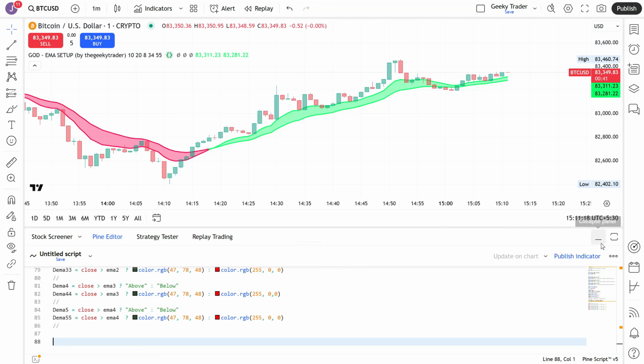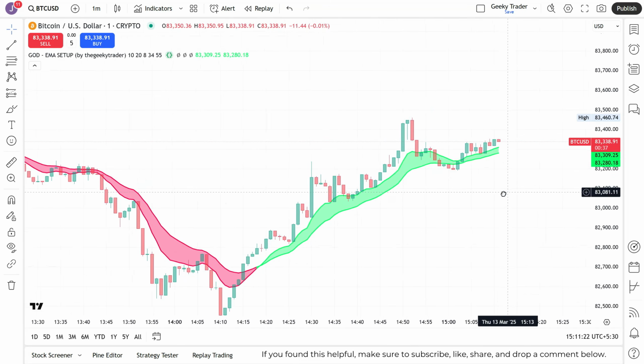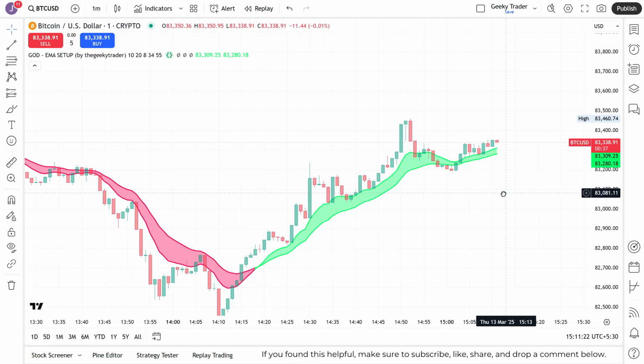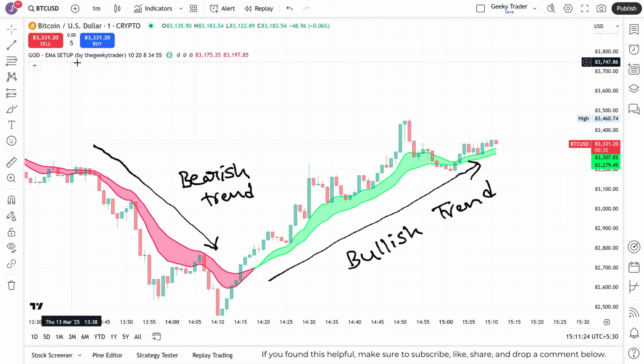Now that we've added the script to the chart, you'll notice two ribbons appearing, one in red and one in green. These ribbons serve as a visual guide to help you identify trends more easily. The red ribbon represents a downtrend, indicating that the price is in a bearish phase. The green ribbon represents an uptrend, signaling that the price is moving in a bullish direction. Pretty simple, right?